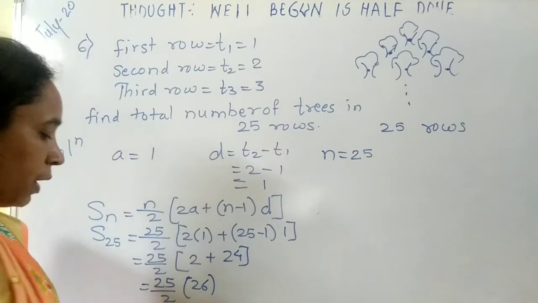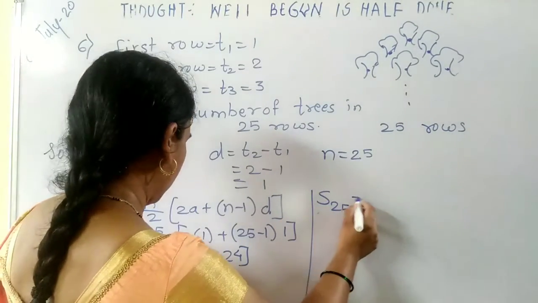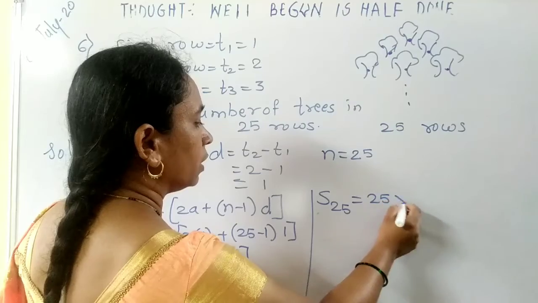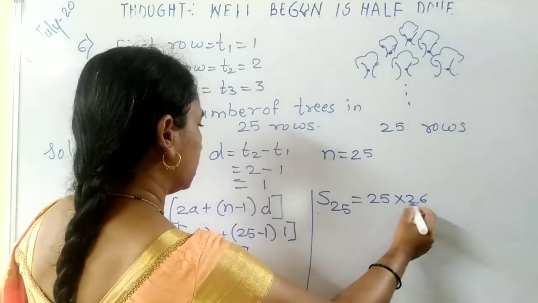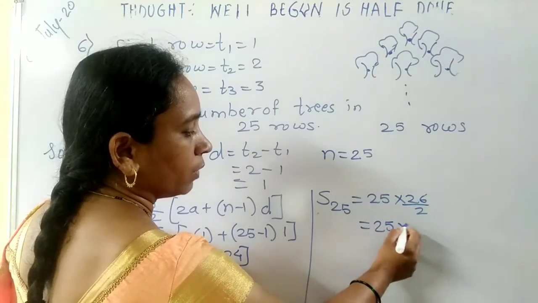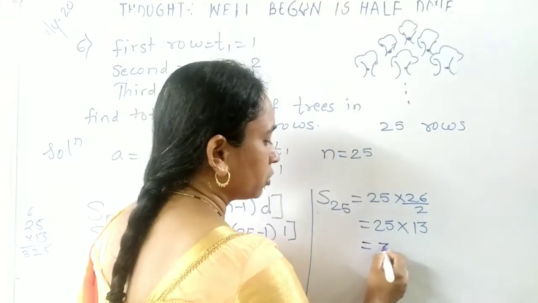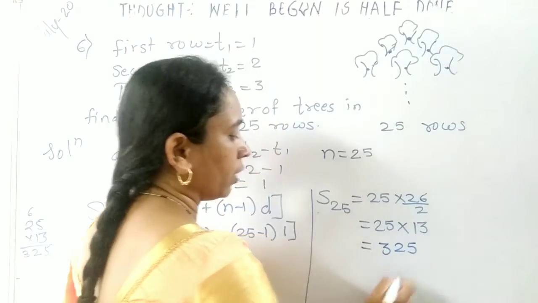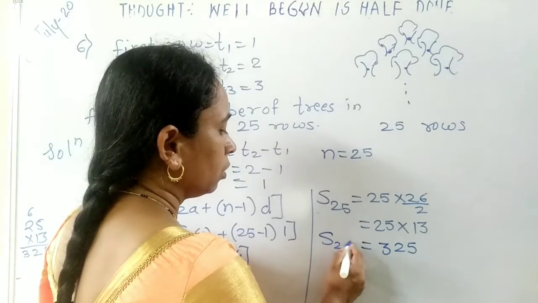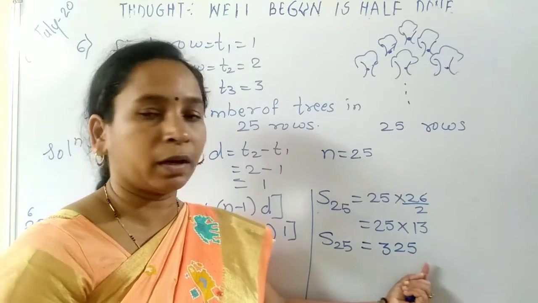26 is divisible by 2, so we have to divide it. So S25 is equal to 25 into 26 divided by 2, which is 25 multiplied by 13. After multiplication, we will get the answer 325. So total number of trees in 25 rows are 325.